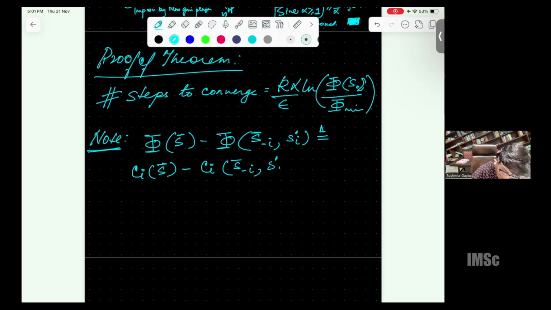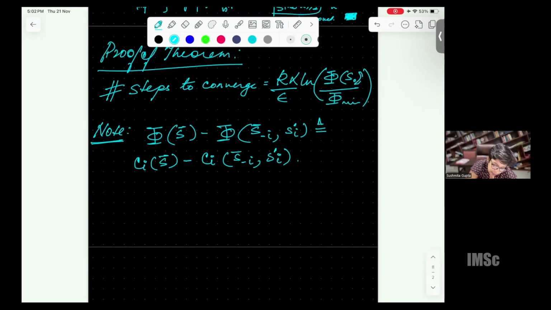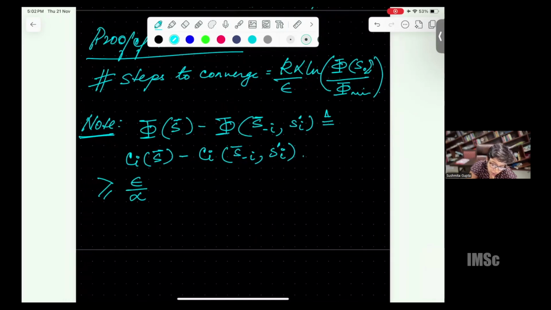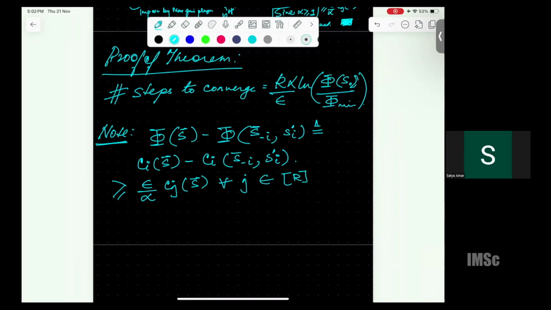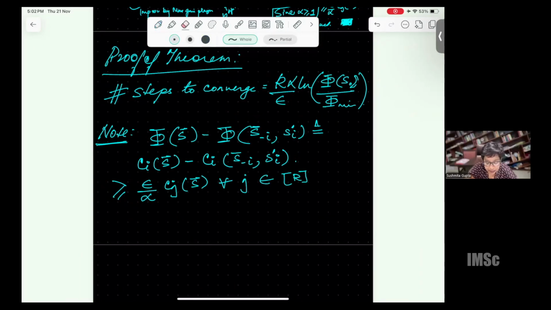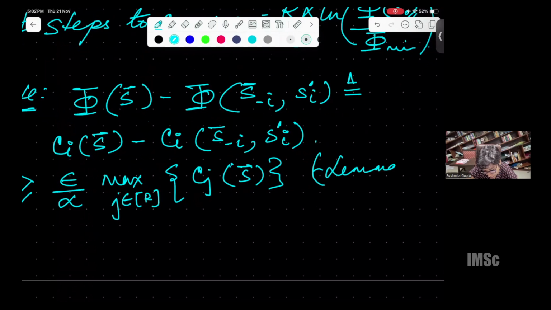Then now use these lemmas that we have proven. What did we just now show? The change is at least epsilon by alpha of C_J, for all J, correct? Yes. So if it's going to be for all J, I might as well take the J for which this C_J quantity is maximum, right? Maximum among all the players. Correct? Yeah.